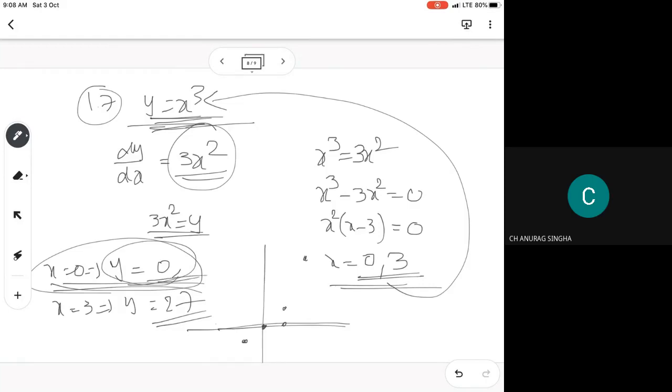In the same way, at the point 3 comma 27, draw the tangent. At that place, dy by dx, you substitute x equal to 3 in 3x square. What do you get? 3 into 3 square, that is 3 into 9, which is 27. So that 27 is equal to the y coordinate.